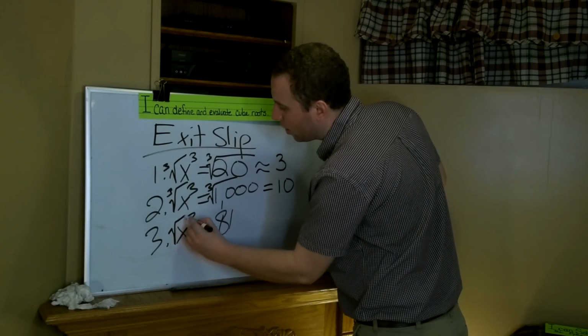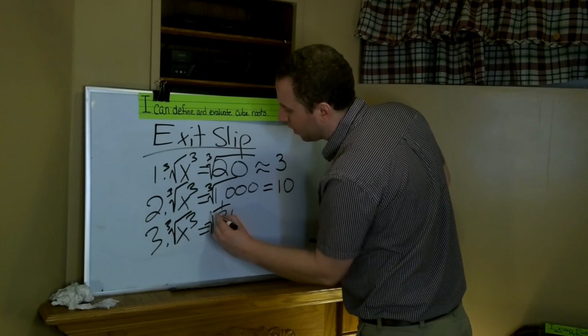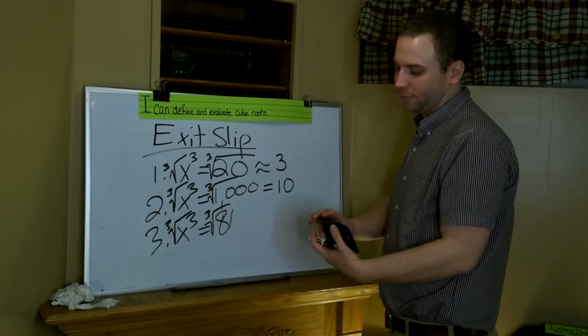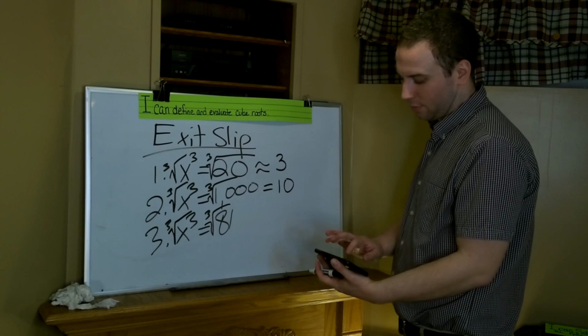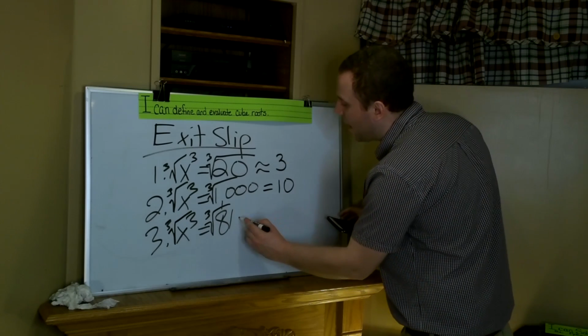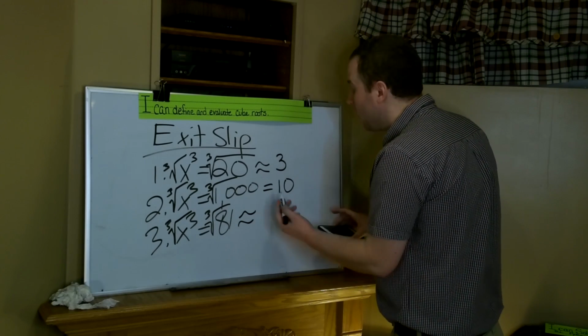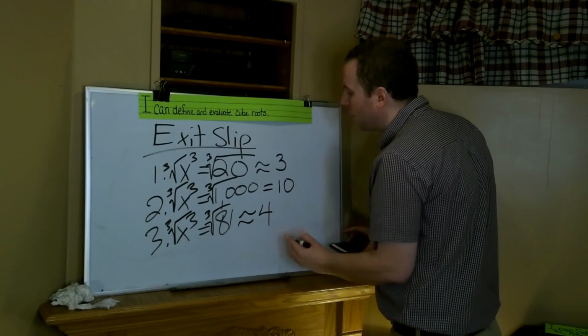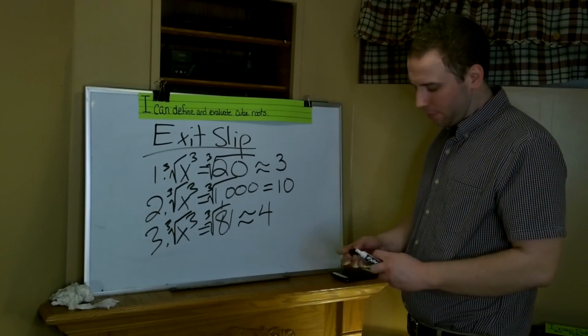And the cube root of 81, again, we get a decimal, so let's round it. So we get 4.3. If we round to the nearest whole number, we end up with 4.